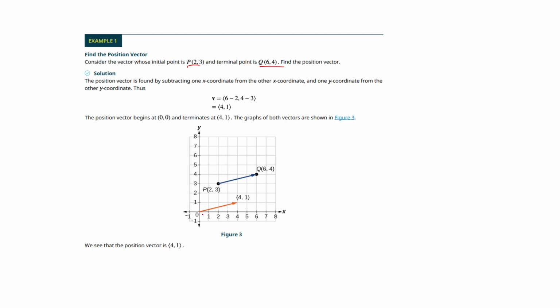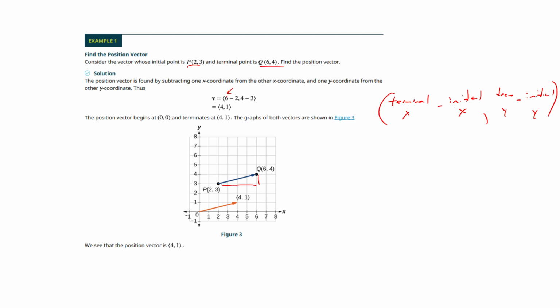Now it's really pretty simple to do this. What we're going to do here is we're going to do the terminal value of x minus the initial, and then we're going to do the terminal of y minus the initial. So what we're finding is, what is the length of the x component of this vector, and then what's the length of the y component of this vector. That's all we need to do, because if we're starting at 0, we would go that distance in the x and we would go that distance in the y. So that's all we're doing.